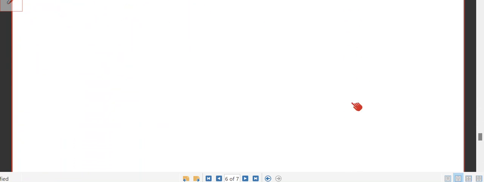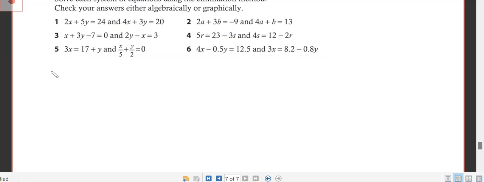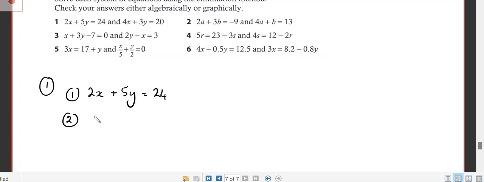So let's move on to practice 4. Okay, I'll do number 1 with you. I don't know how much time we're going to have after that. Write down the notes. You'll notice these are not labelled, so you have to do it yourself. Number 1, 2x plus 5y equals 24. Feel free to write them 1 and 2 or 2 and 1, it's up to you. Number 2, I'm going to write 4x plus 3y equals 20.